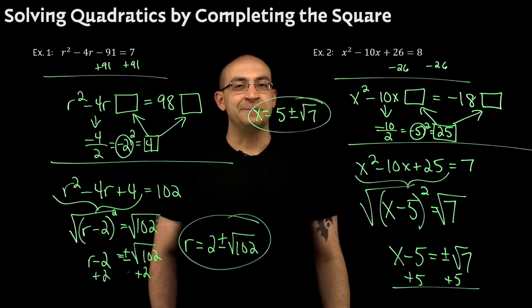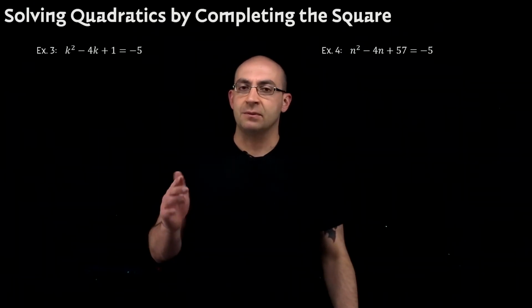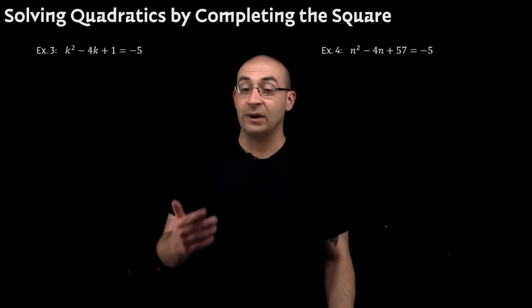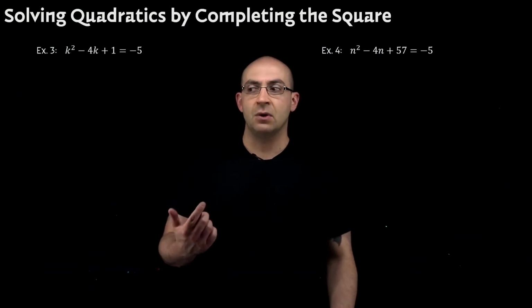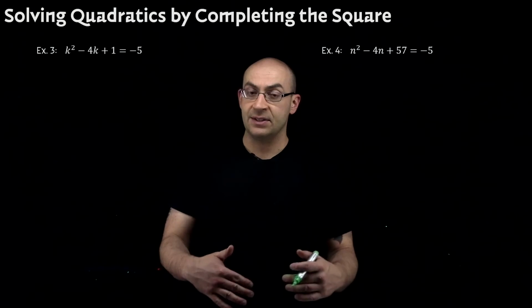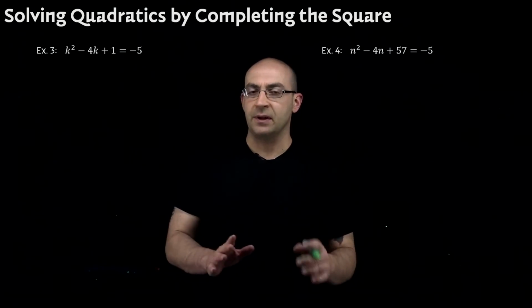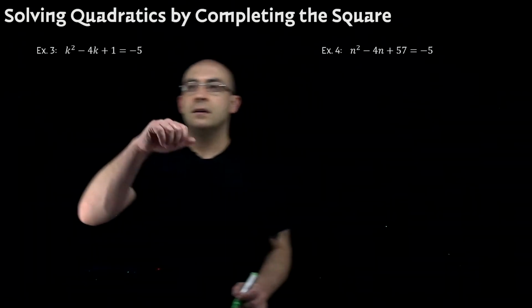Let's try 2 more. Okay. So for these 2 problems, we're going to get similar answers, but we are going to have imaginary results. So when we square root these things at the very last step, it's going to look a little funky, but stay with me. Example 3.